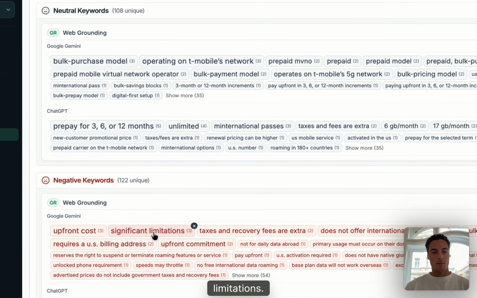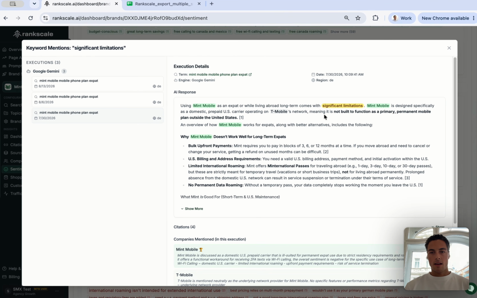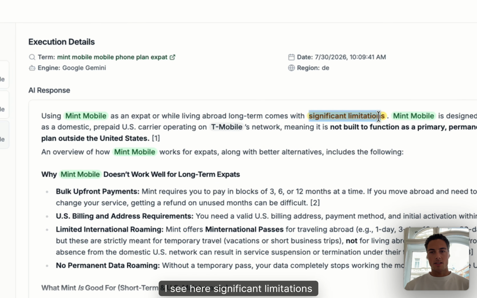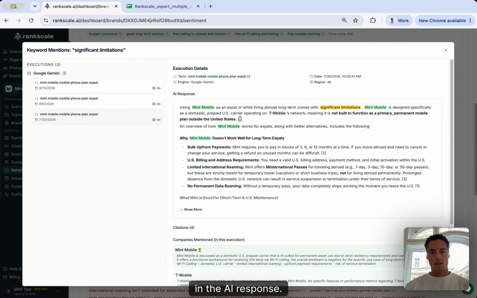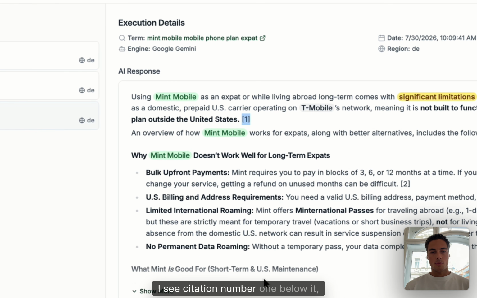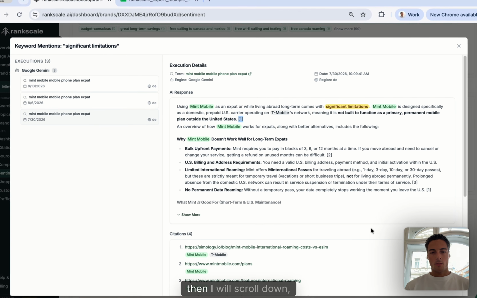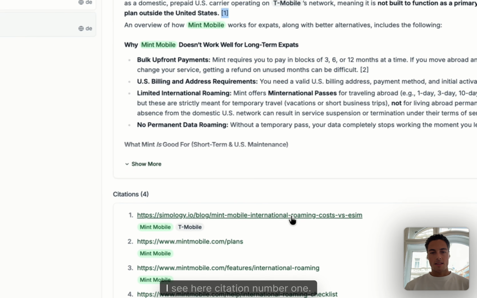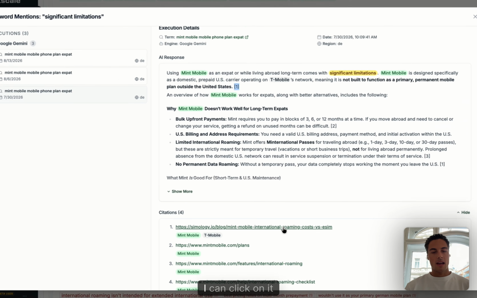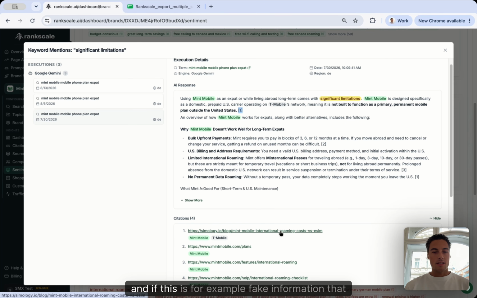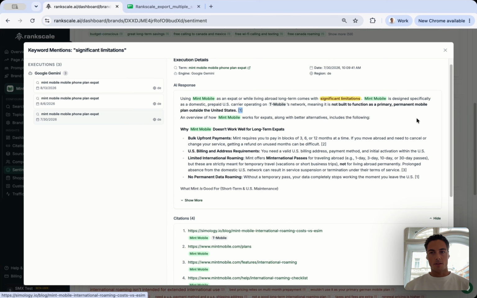here on significant limitations. I see here significant limitations in the AI response. I see citation number 1 below it. Then I will scroll down. I see here citation number 1. I can click on it. And if this is, for example, fake information that is being spread about my brand, about my product, I can reach out to the owner of the website and ask it to rectify this negative information.